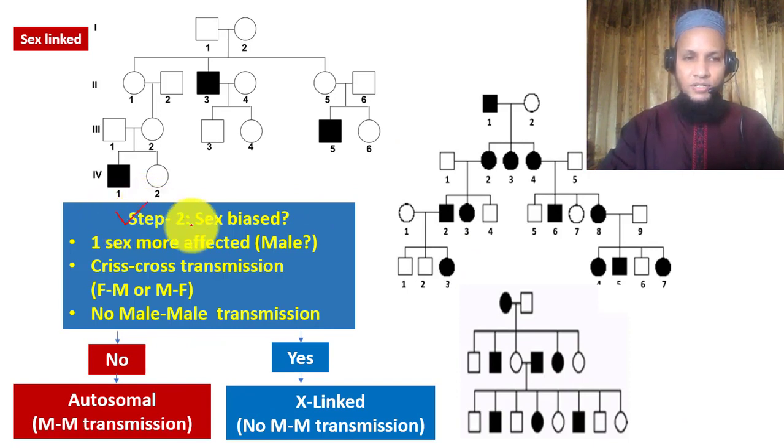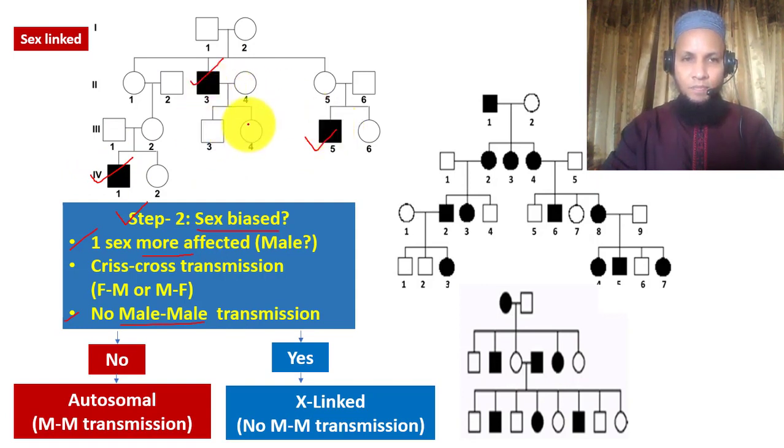To decide whether it is X-linked or autosomal, we will look for any sex bias. Sex bias may have several features. For example, any particular sex is more affected. For example, only males are affected, and there is no male-to-male transmission. It will go in favor of X-linked disease. For example, in this pedigree, this affected person, this affected person, this affected person, all are male. So this is X-linked disease.